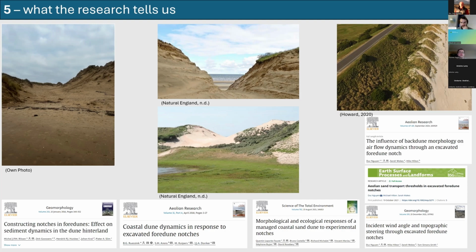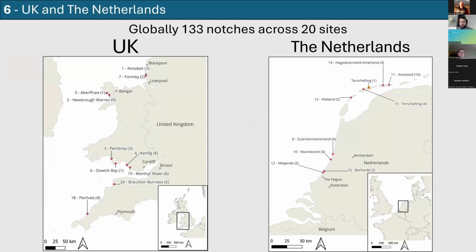So to research this, we first had to identify notches globally. And we did this by looking through grey literature, scientific reports, consultancy reports, and similar. So this led us to identify notches globally that have been constructed. So you can see here, we have 133 notches across 20 sites. We've got UK and the Netherlands. And what's quite interesting is they are quite clustered within these countries.